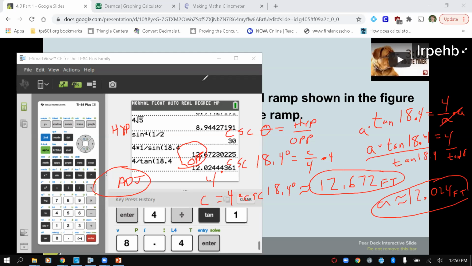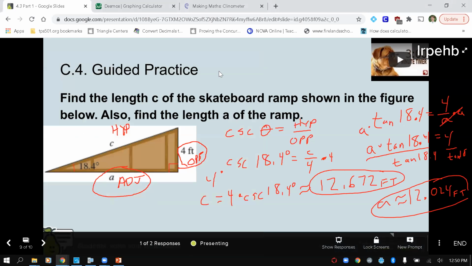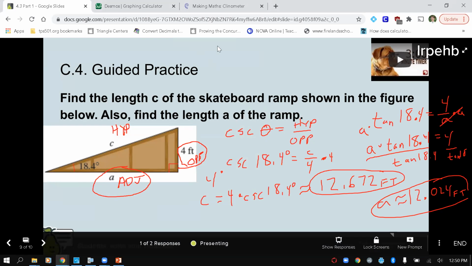All right. Questions about either of these two problems? None? We're all good?